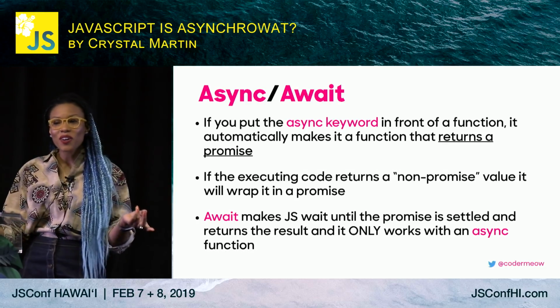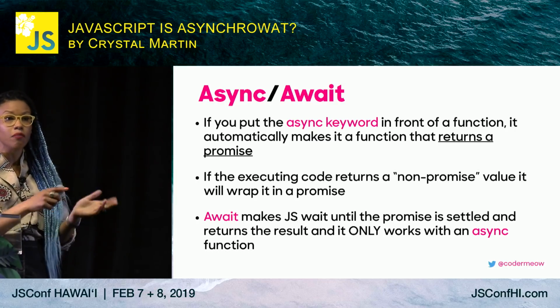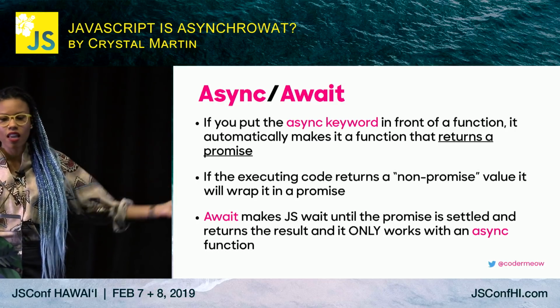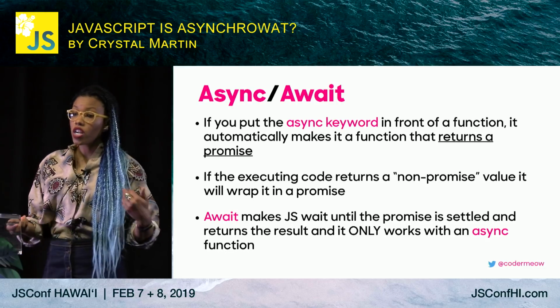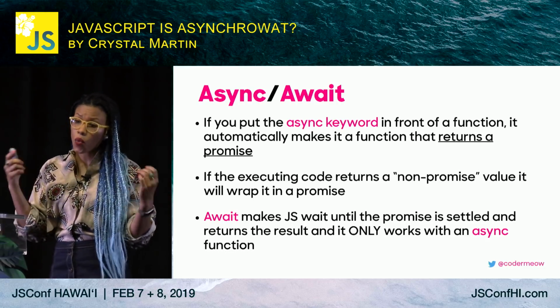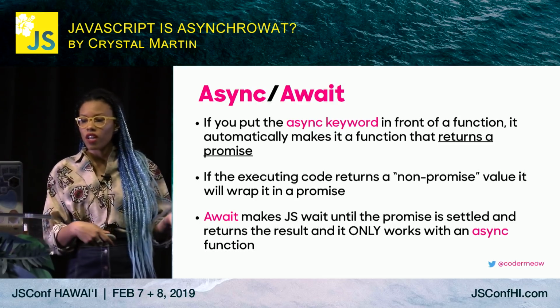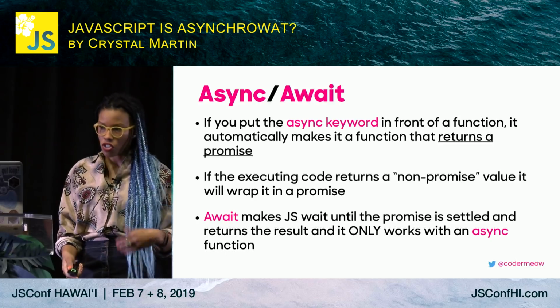So this is kind of cool. If you put the async keyword in front of a function, it automatically makes it a function that returns a promise. And if executing code returns a non-promise value, it'll just wrap it in a promise. And await makes JS wait until the promise is settled, and then returns the result. And this only works with async functions, so functions with that keyword.